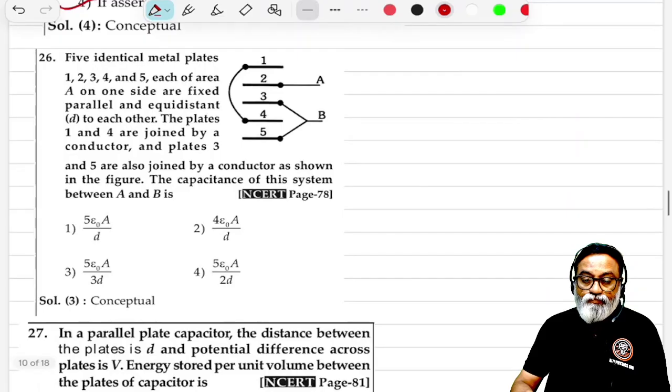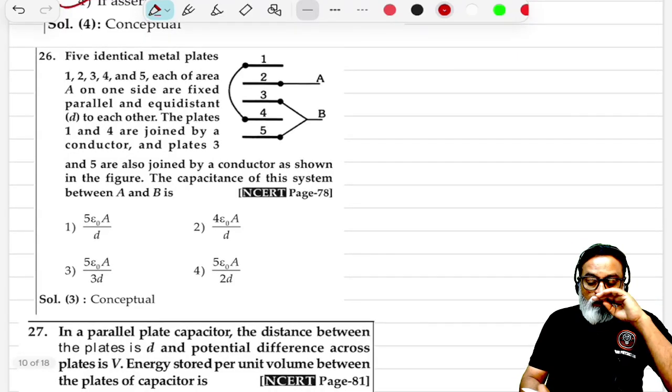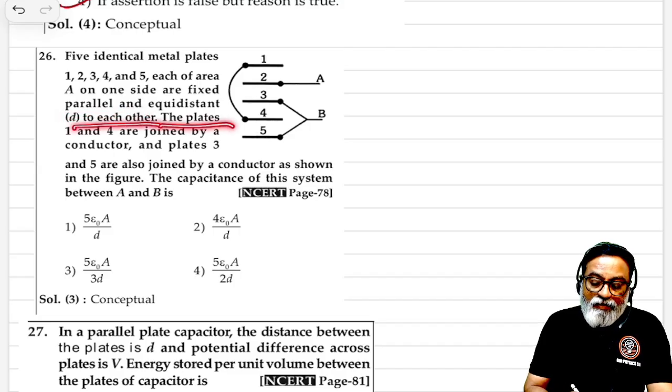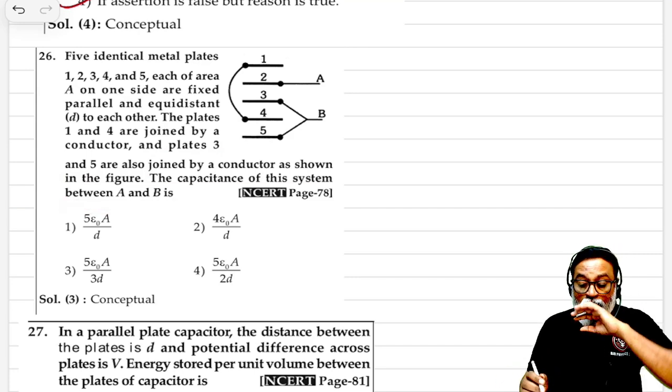Here also, five identical metal plates 1, 2, 3, 4, 5, each of area A on one side, are fixed parallel and equidistant d to each other. Plates 1 and 4 are joined by a conductor, and plates 3 and 5 are also joined by a conductor as shown in the figure. The capacitance of this system between A and B.